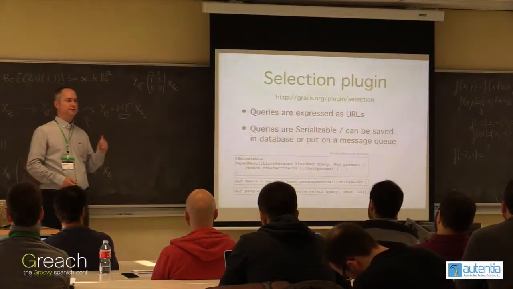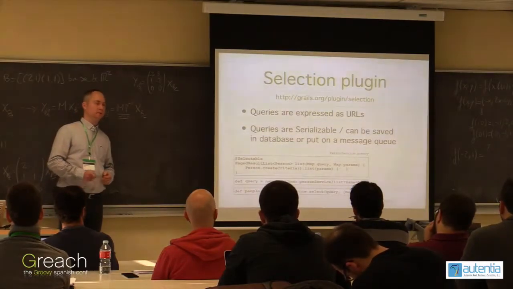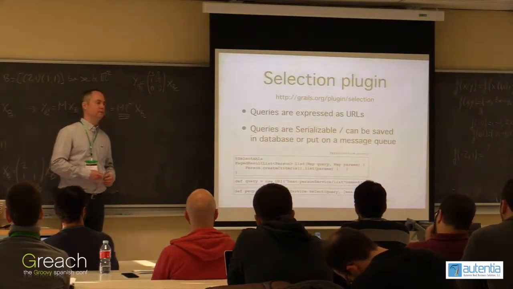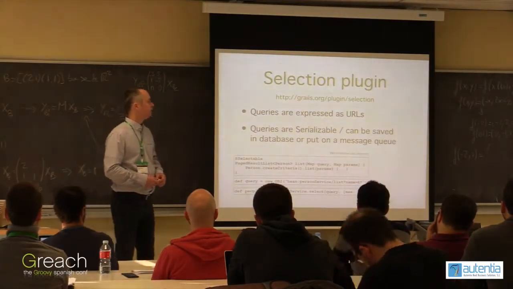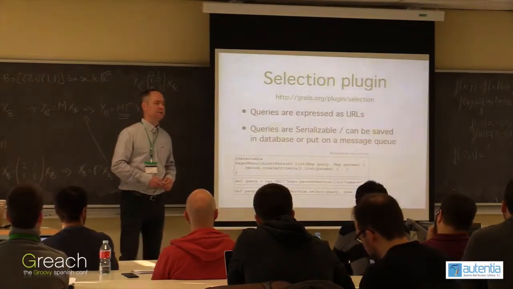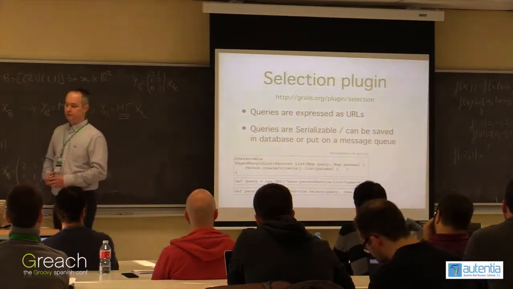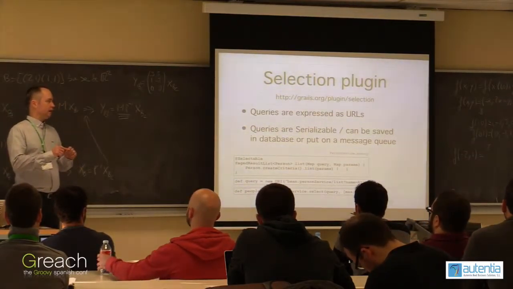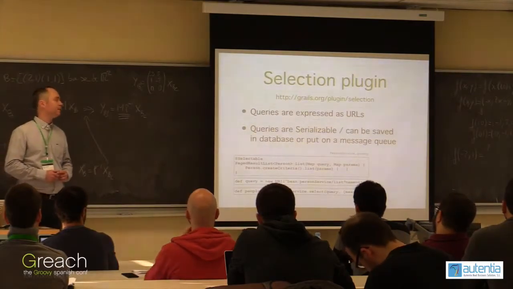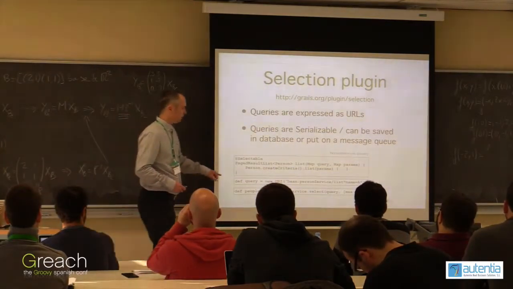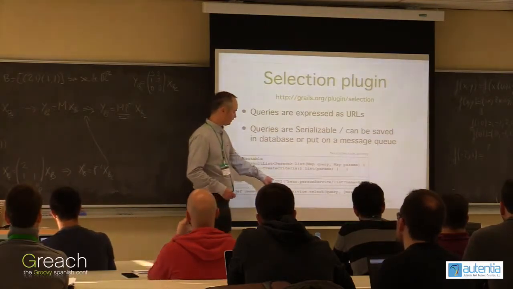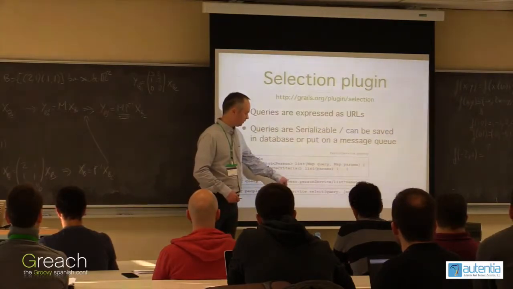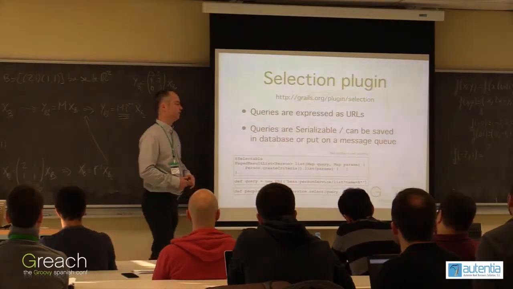But criteria instances are not serializable, so you cannot send it over, store it in a database, or send it over a message queue. But if you need that, you can use the selection plugin. And the selection plugin is a plugin that expresses queries as URLs. So a query looks like this. New URI, and then a specific syntax for different characters.